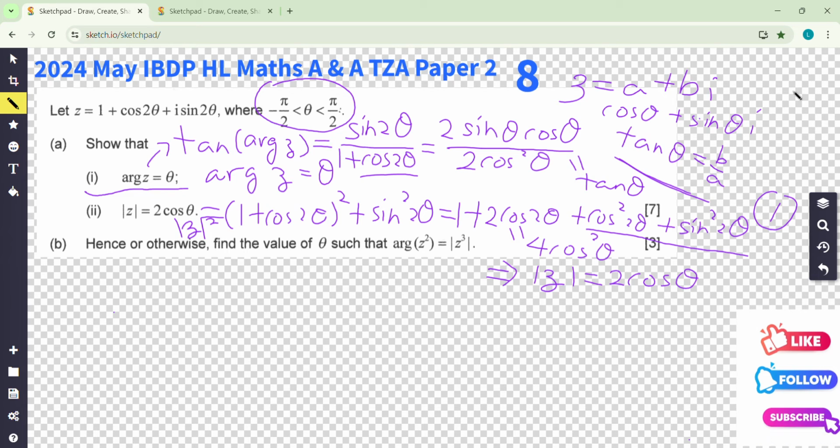Bingo. Okay, for part B, hence or otherwise, find the value of theta such that argument of z square equals z cube modulus. What's that? So try to work on it again. First, argument of z is theta. Okay. So what is the argument of z square? Not theta square, 2 theta. The angle, 2 theta, right?